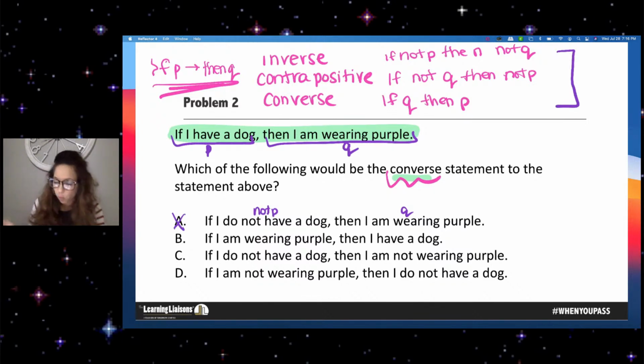B, if I am wearing purple, so that's Q, then I have a dog. That's P. Well, if Q then P, that's converse. That's what we're looking for. So B is the correct answer. If I am wearing purple, then I have a dog.